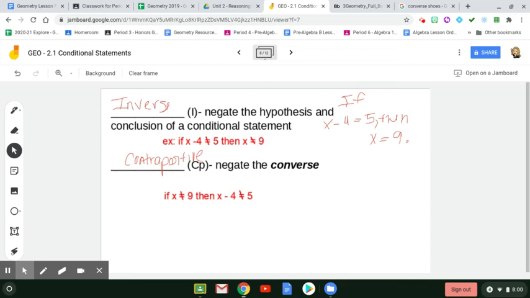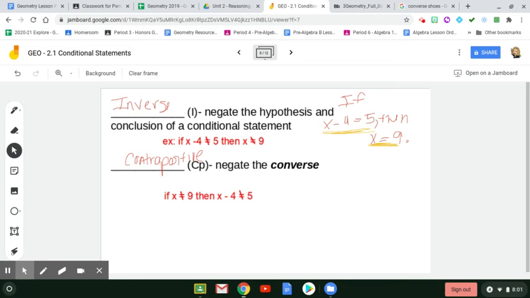If I'm asking you to negate the hypothesis, which is x minus 4 equals 5, it would be x minus 4 doesn't equal 5. If I ask you to negate the conclusion, x can't equal 9. They're staying in that same order, but they're negated. So if that happens, that is called an inverse.